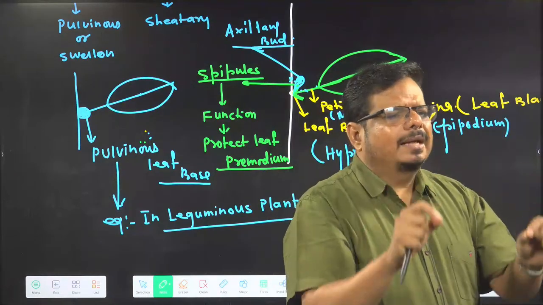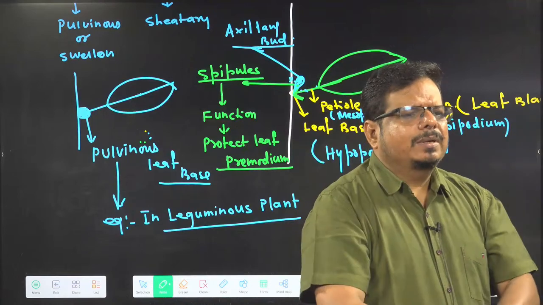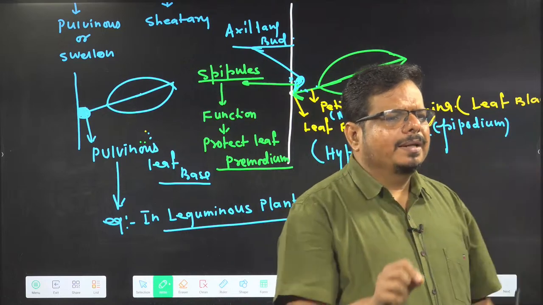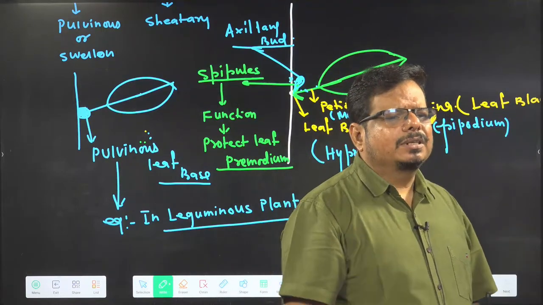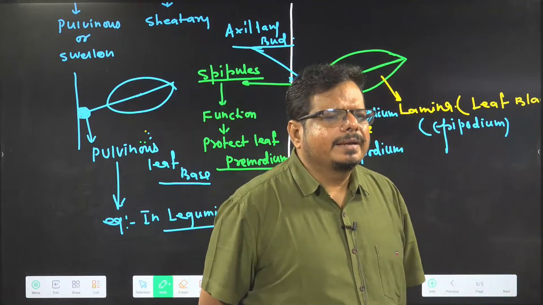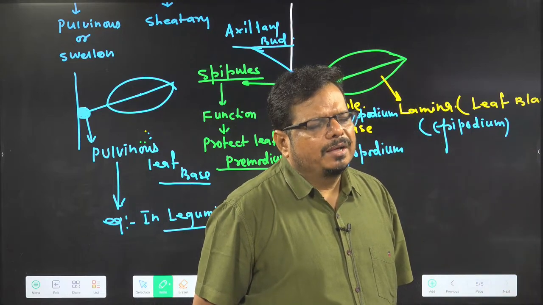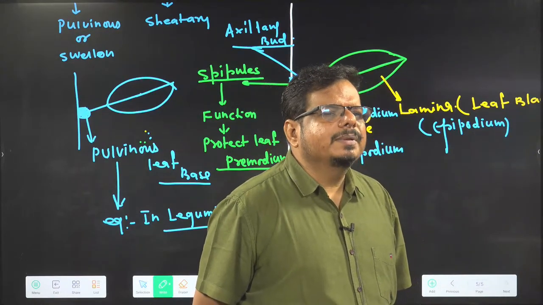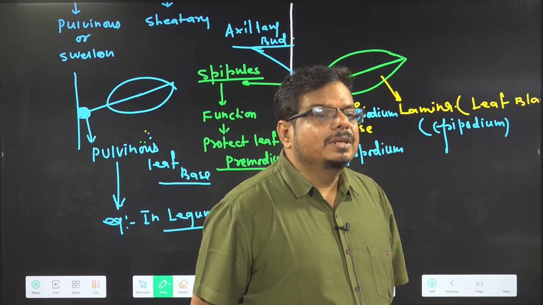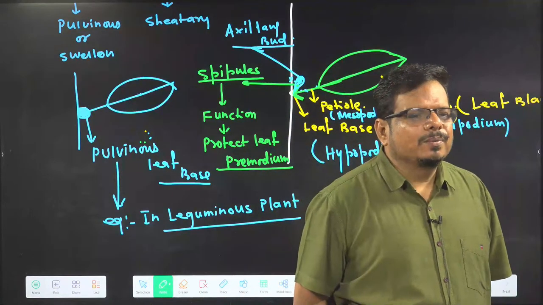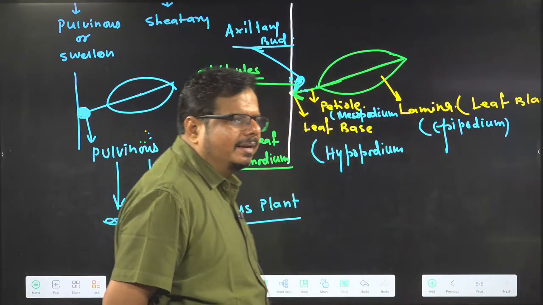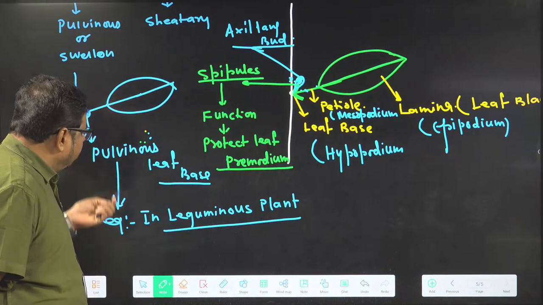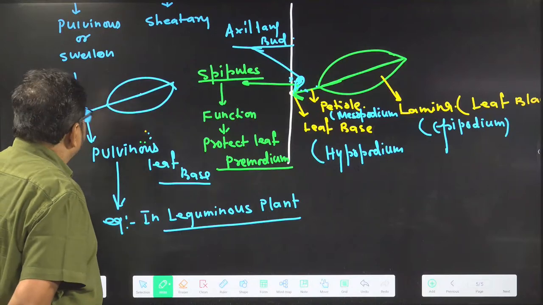I told you in the beginning also, be example-centric to NCERT. No need to increase your example knowledge. You are simply preparing for NEET. Be very centric to the textbook examples. That is the reason I am not writing Mimosa pudica, mango, banyan. When you see a mango leaf, you will find a pulvinous leaf base. I told this because you will easily find mango leaves in your surroundings. But I am talking about the NCERT example, and that is leguminous plants. So the leaf base is pulvinous.